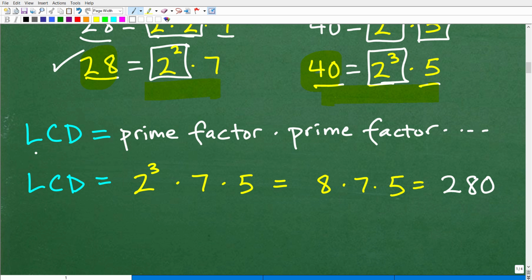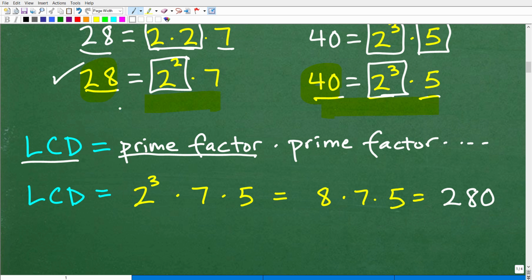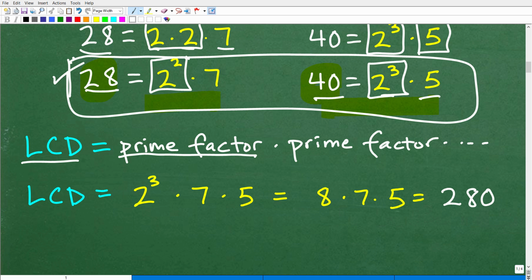All right, so the LCD, the lowest common denominator, is going to be equal to each individual unique prime factor between both of our numbers. So all the prime factors we're dealing with are right here. Let's take a look at that list. We have 2 squared, 7 is another prime factor, and then we have a 2 cubed over here, and we have a 5.